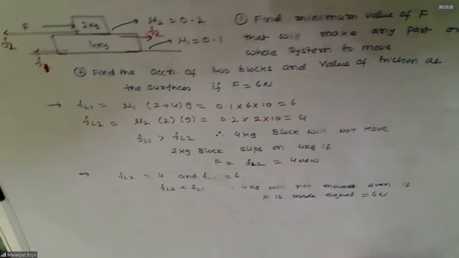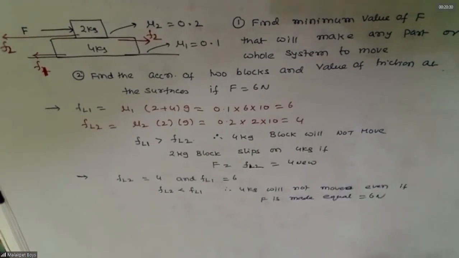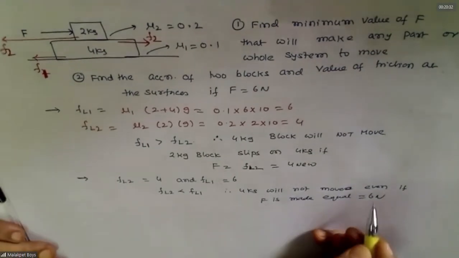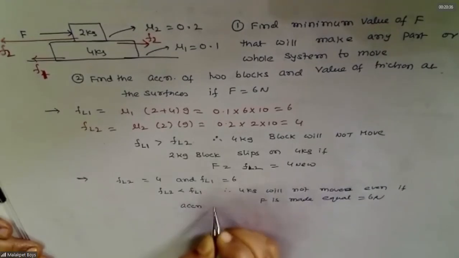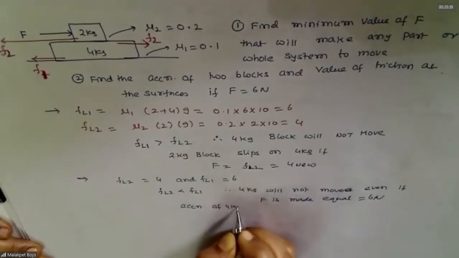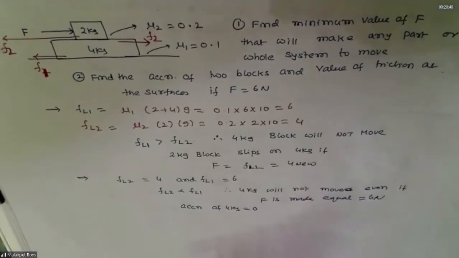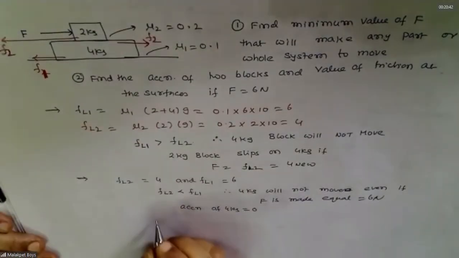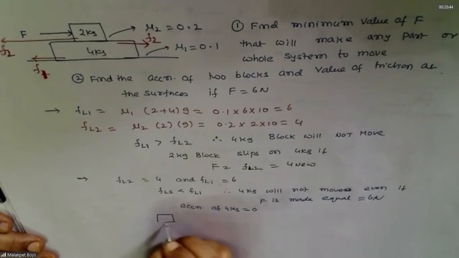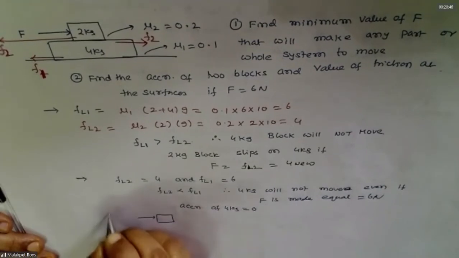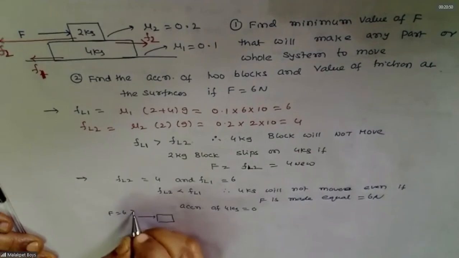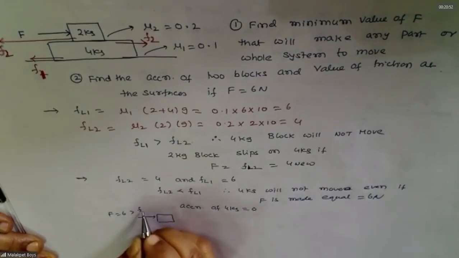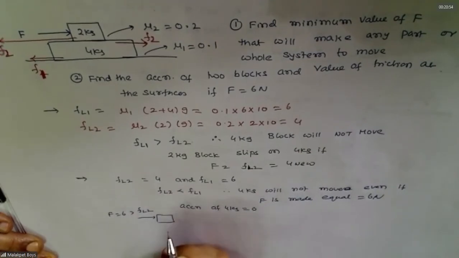So that means the acceleration of the 4 kg will be 0. Now when you are applying F equal to 6, definitely this is greater than FL2. Therefore, this will be slipping.